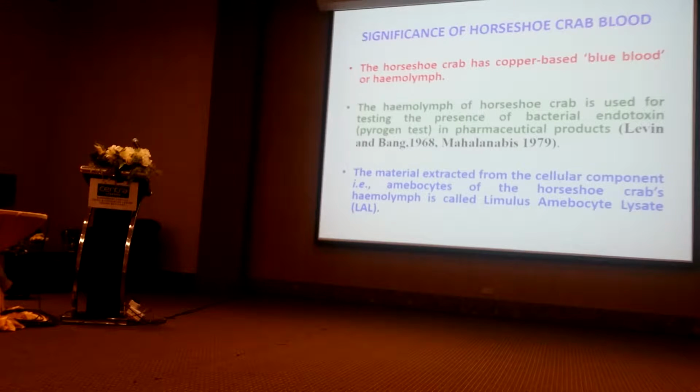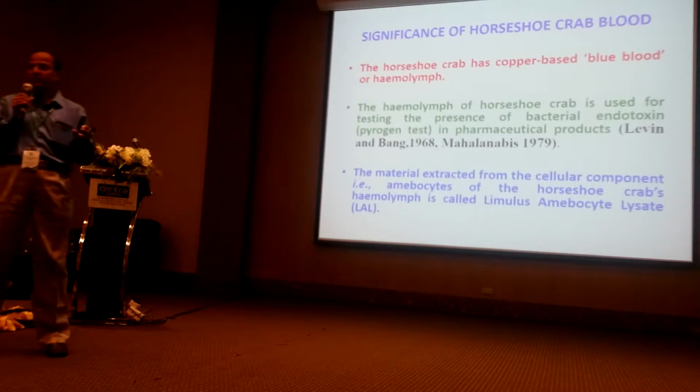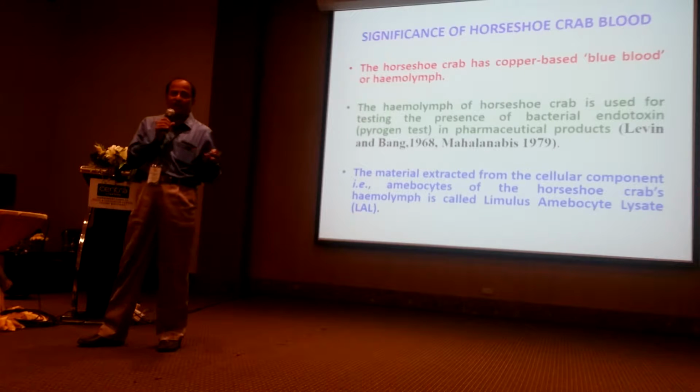So hemolymph of the horseshoe crab is used for testing the presence of bacterial endotoxin. You see, this is a very, very important test. Whatever product we are using, medical injections, powders, whatever you are taking, it should be free from bacteria. And how can it be tested? Initially, it was tested by the pyrogen test, taking the rabbit as a model. But to get the result, we needed about a week to get the answer.